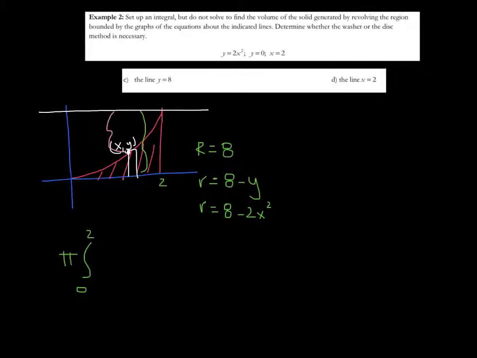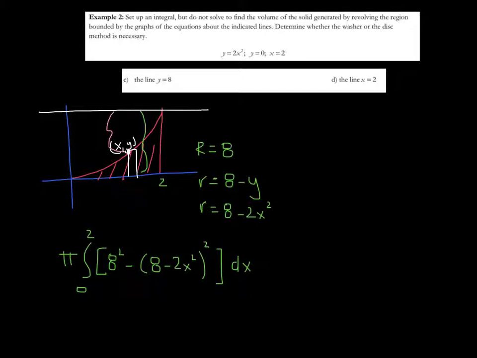So 0 to 2, capital R squared, which is going to be 8 squared, minus little r squared. You got to be careful because there's a lot of squareds here. 8 minus 2x squared, and then the thickness is going to be dx. And you can leave it like that, or you can distribute it through, but once again, we're just setting up the integral, so we'll leave it that way.